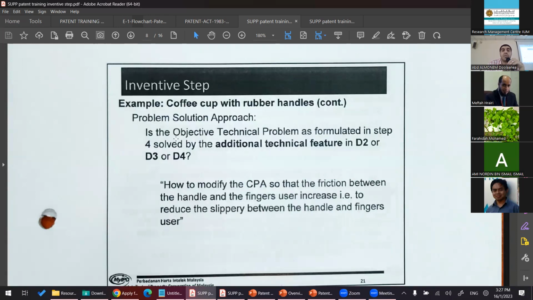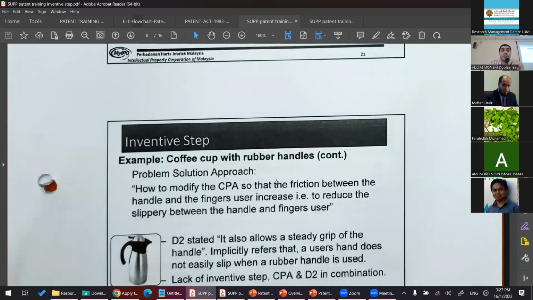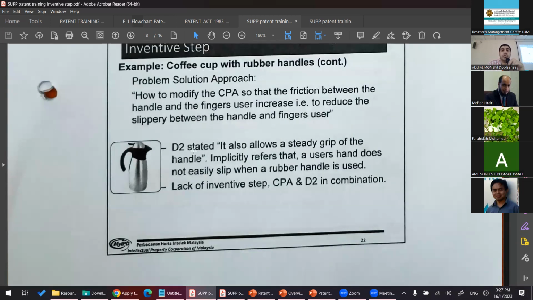In the problem-solution approach, the objective technical problem as formulated in step 4 is solved by the additional technical features of documents 2, 3, and 4. How to modify the closest prior art so that the friction between the handle and the user's finger increases, to reduce slipperiness between the handle and the finger. Document 2 states that it also allows a steady grip of the handle. This implicitly refers to the fact that a user's hand does not easily slip when a rubber handle is used.